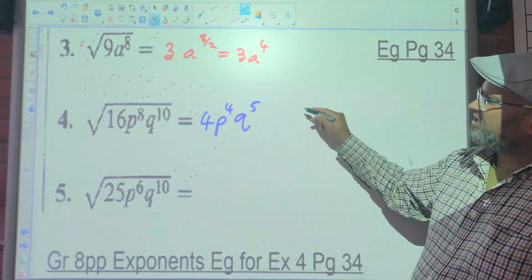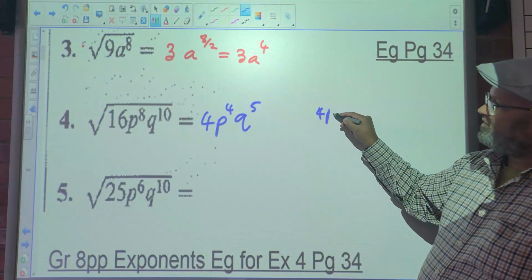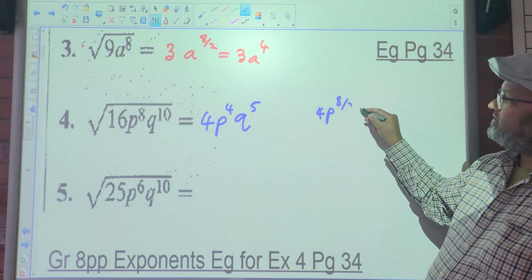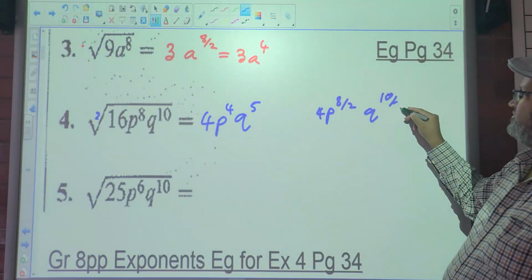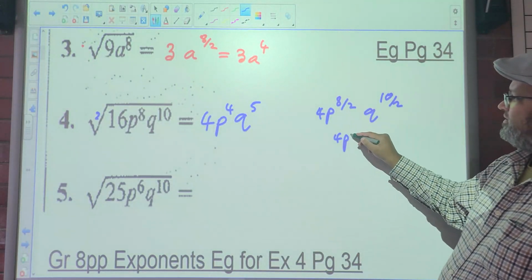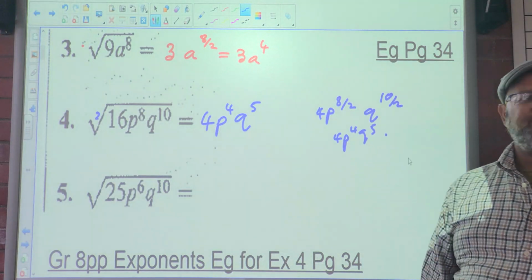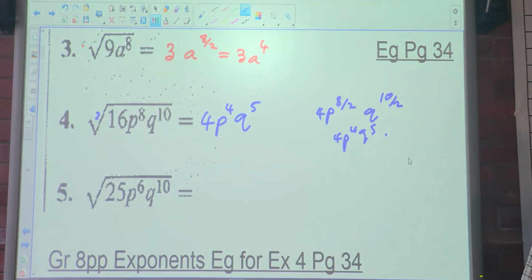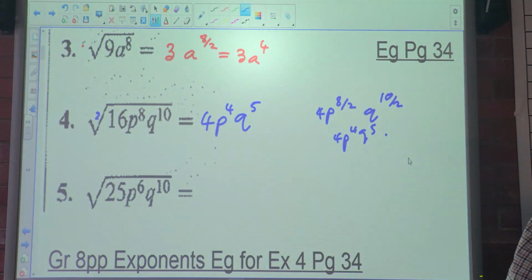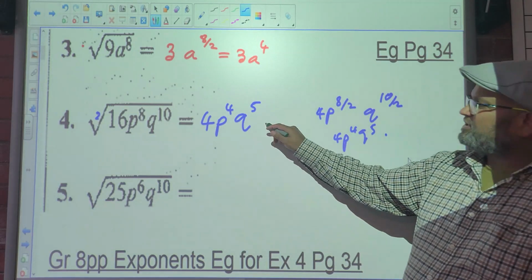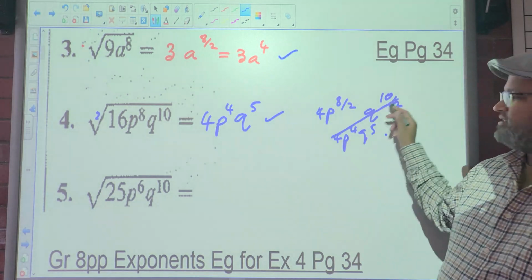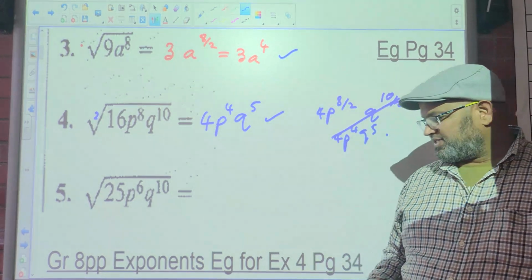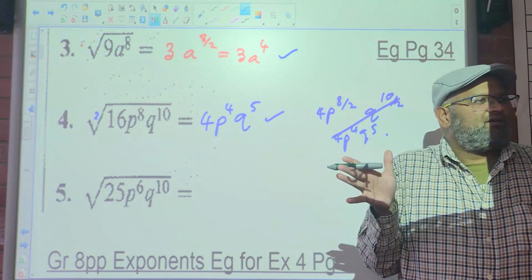For those of you who don't understand, the square root of 16 of course is 4. Then P 8 over 2. And Q 10 over 2. Which is 4P 4Q5. Yes, Michael? Yes. If you got that, full marks. And you got the answer. We don't have to do this, yes. Okay. Was that why your hand was like this?